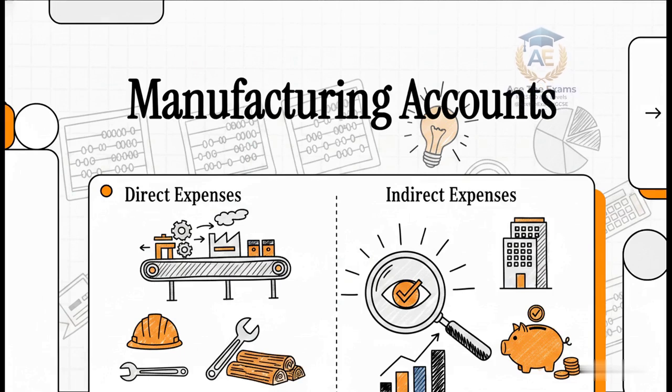Today, we are putting a laser focus on manufacturing accounts, specifically zeroing in on the critical, often misunderstood distinction between direct and indirect expenses. But look, we aren't just going to sit here reading boring textbook definitions. No way. We are looking at this strictly through the lens of the principal examiner. We're going to dissect complex questions, we're going to master your time allocation, and we're going to deploy critical thinking strategies that will literally elevate your responses to that top-tier A-star level. So get your notebooks ready because we are diving deep.